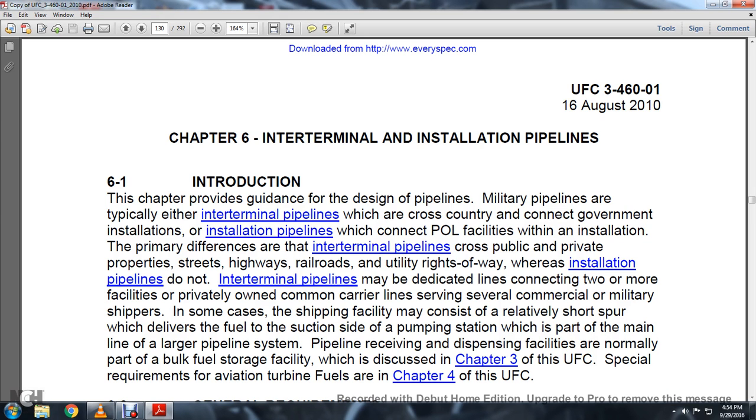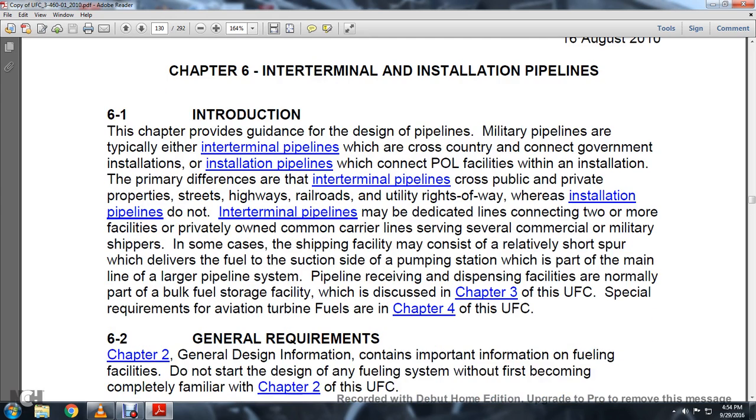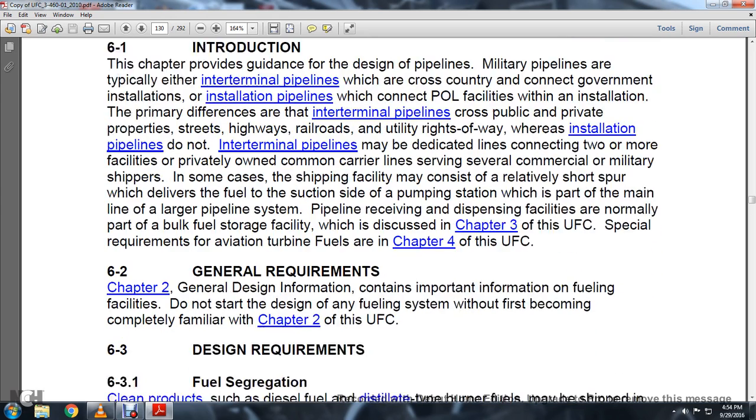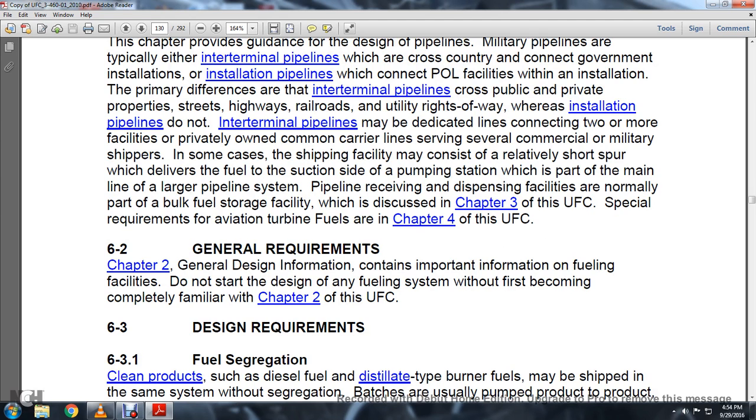Interterminal pipelines may be dedicated lines connecting two or more facilities, or privately owned carrier lines serving several commercial and military shippers. In some cases, shipping facilities may consist of relatively short spurs, with deliveries to the suction side of the pumping station, which are part of the main line of the larger pipeline system. The pipeline receiving and dispensing facilities are normally part of the bulk fuel storage facilities, which are discussed in Chapter 3 of the UFC, and the special requirements for aviation turbine fuels in Chapter 4 of the UFC.